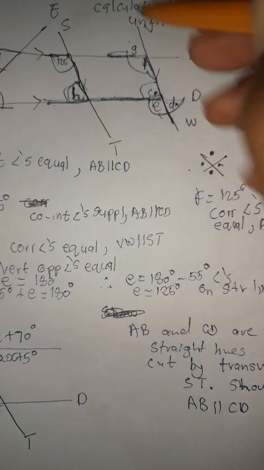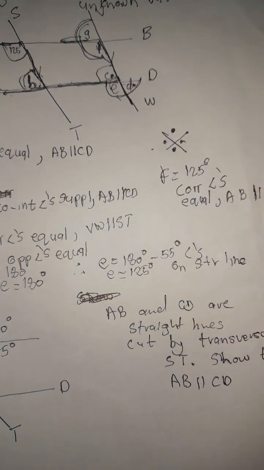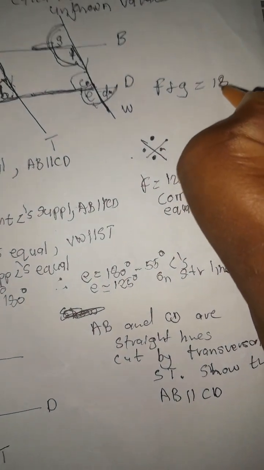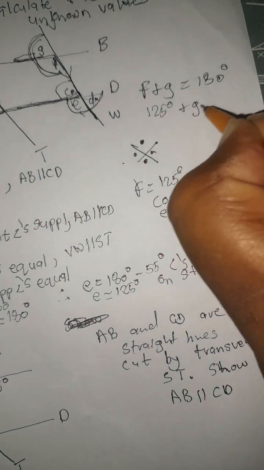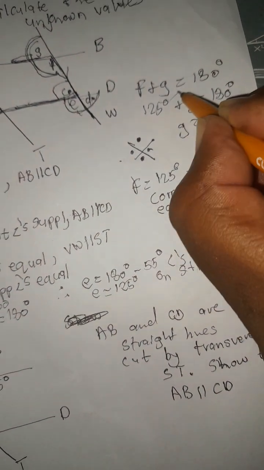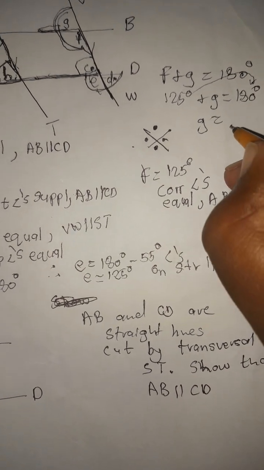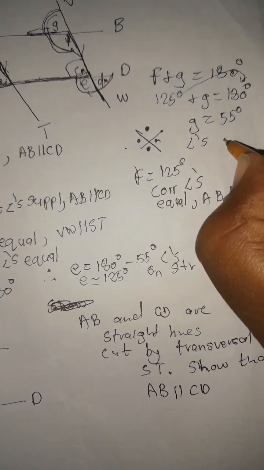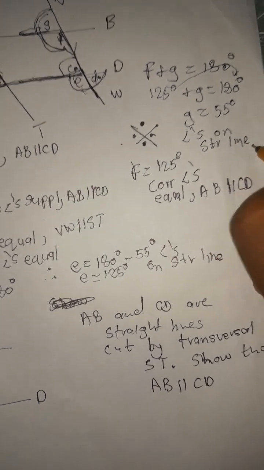What about G? What I can see is that G and F are on the same straight line. In other words, they are angles on a straight line. So we are going to say F plus G is equal to 180 degrees. So you have your F as 125. Make G the subject. If you take 125 to the other side, 180 minus 125 will give you 55. Right? So the reason here is angles on a straight line.